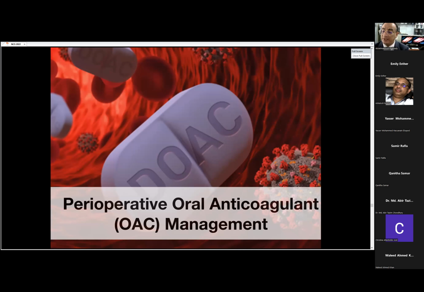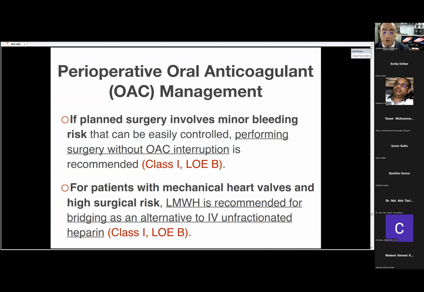Also, you have to balance the bleeding risk and ischemic risk. If the surgery carries low bleeding risk and the patient also has low ischemic risk, you have to quit the anticoagulation without any bridging and proceed to surgery. But in case of high ischemic risk, like a patient with atrial fibrillation with a CHA2DS2-VASc score more than 2, or a prosthetic metallic mitral or aortic valve, in this situation you have to do bridging with unfractionated heparin or low molecular weight heparin, and stop this medication 6 to 12 hours before the procedure.